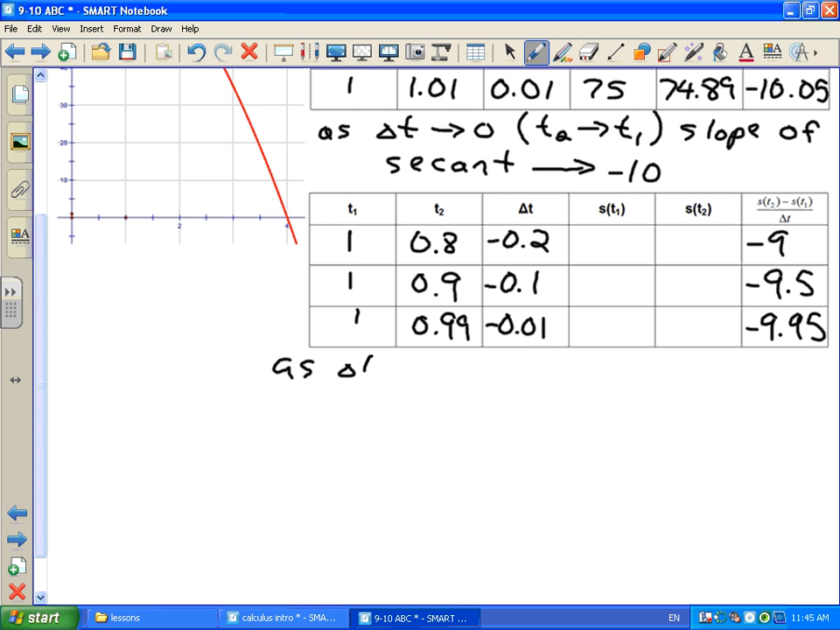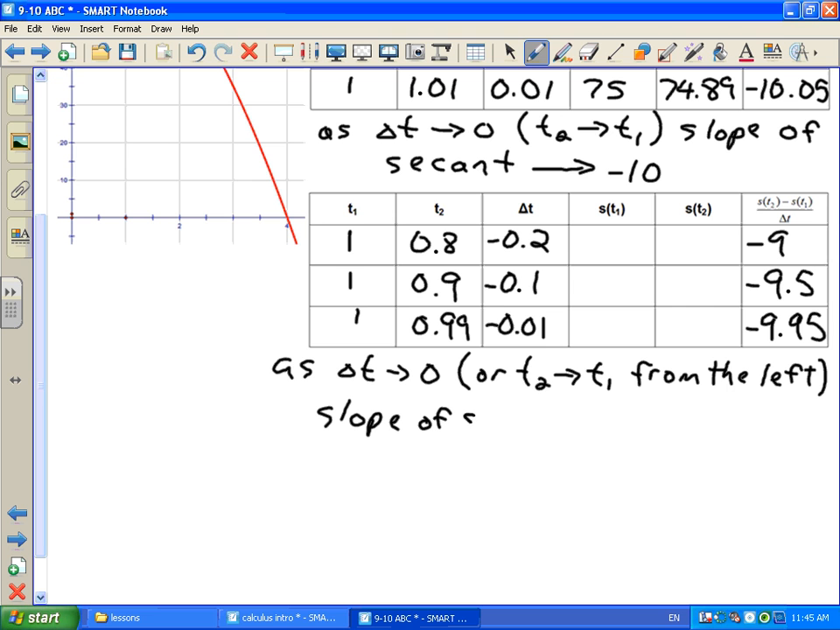So as delta t tends to 0, or t2 tends to t1 from the left, the slope of the secant tends to -10 as well. So when we saw this behavior, the slopes tended towards the same value from both sides, we would use -10 as the value for our instantaneous rate of change.